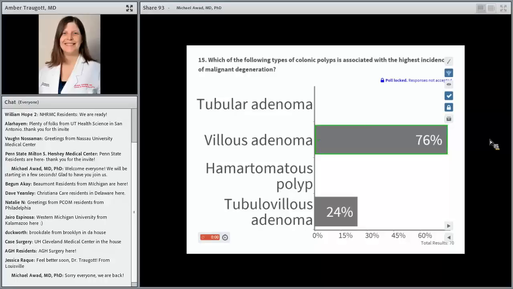Right, so this is mostly a memorization question. Villous adenomas have the highest rate of malignancy associated with them, up to 40%. Tubulovillous adenomas are more common, but their rate is only about 22%.